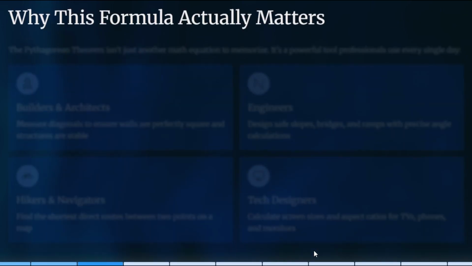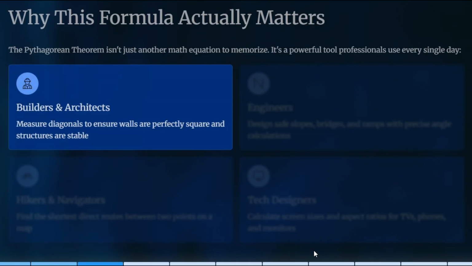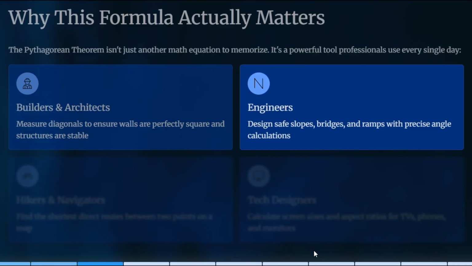So why does this formula actually matter? The Pythagorean Theorem isn't just another math equation to memorize. It's a powerful tool professionals use every single day. Builders and architects use it to measure diagonals, to ensure walls are perfectly square and structures are stable. Engineers design safe slopes, bridges, and ramps with precise angle calculations using the Pythagorean Theorem.